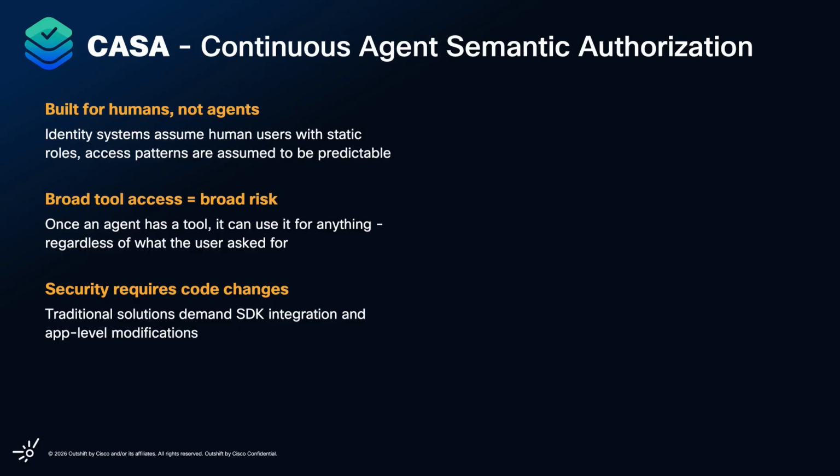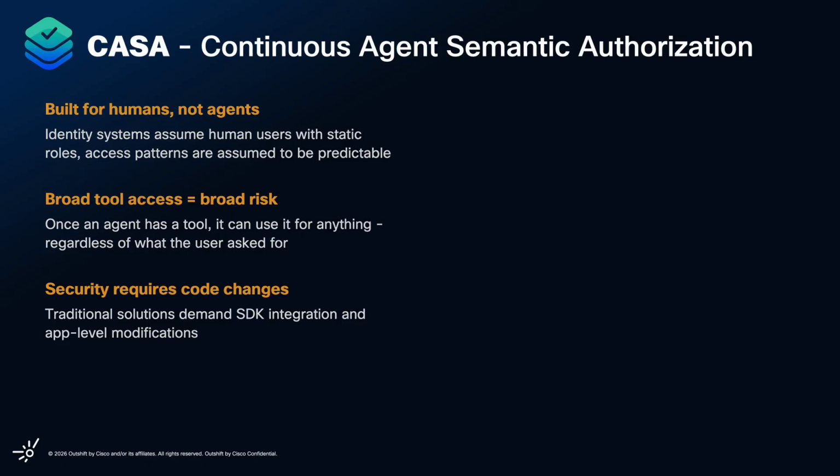And the third problem is that most existing security solutions require code changes. They demand SDK integration, application-level modifications, and tight coupling between the security layer and the agent code. This creates friction for developers and slows down adoption, especially in environments where agents and tools are rapidly evolving.